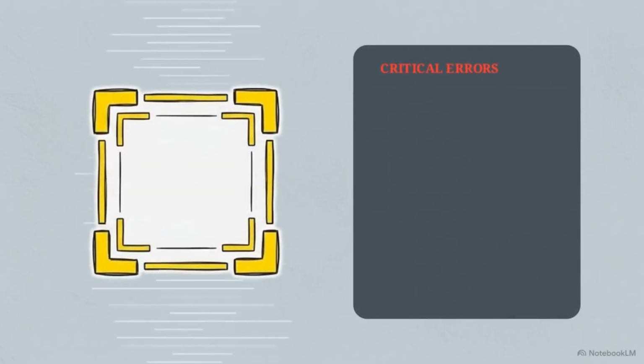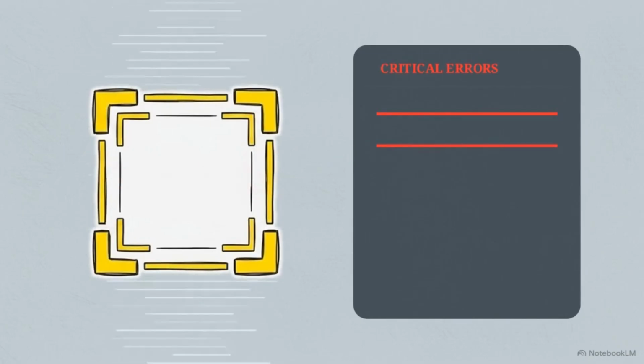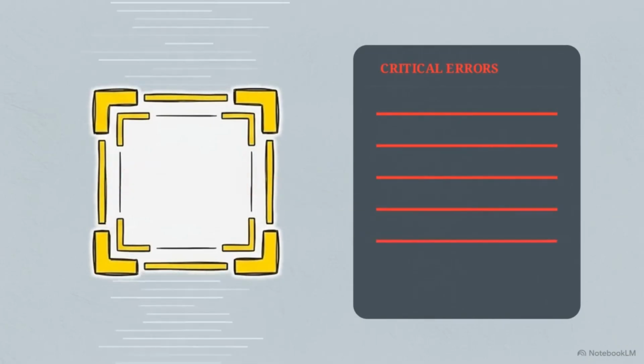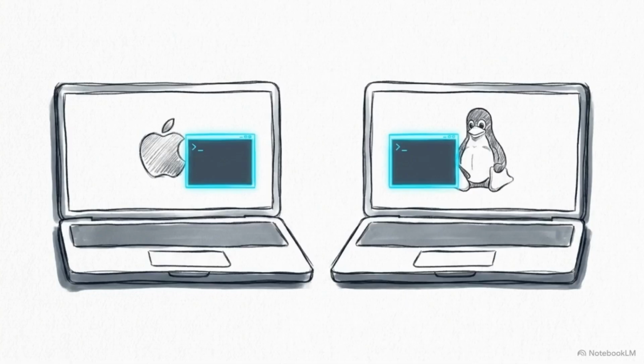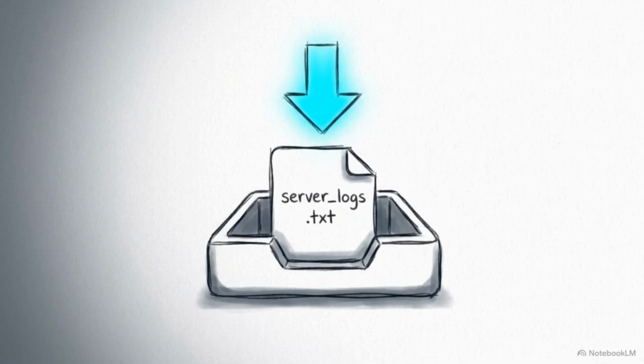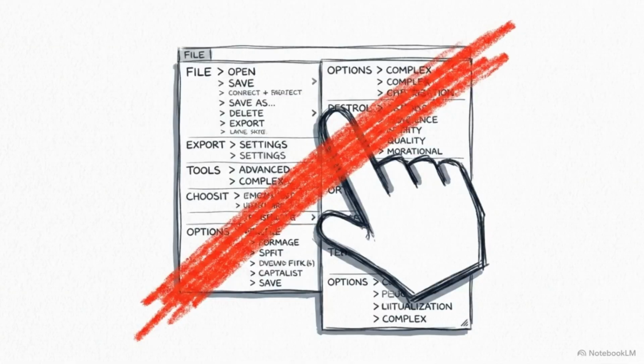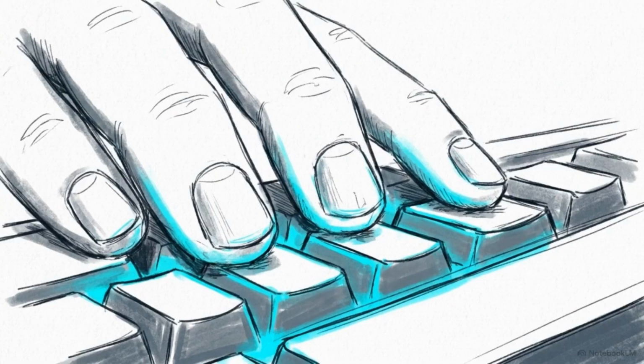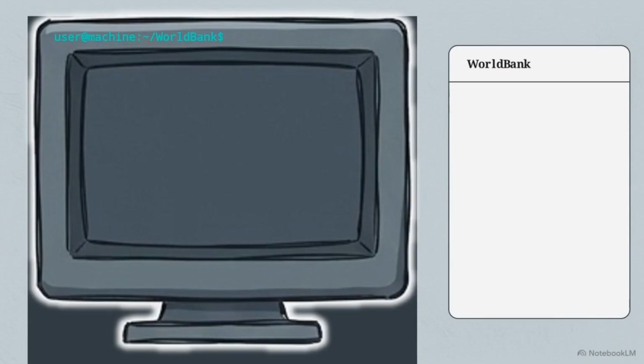We are going to take a chaotic server log and use specific text commands to extract critical security errors. To follow along, open your terminal emulator if you are on a Mac or Linux machine. If you are on Windows, boot up your Windows Subsystem for Linux environment. You will also need to download the sample log file linked below. Our objective is to move away from clicking through menus and learn how to interact with the system's raw data directly.